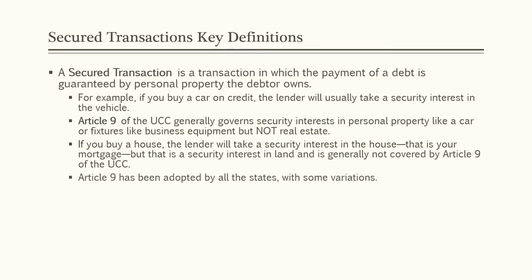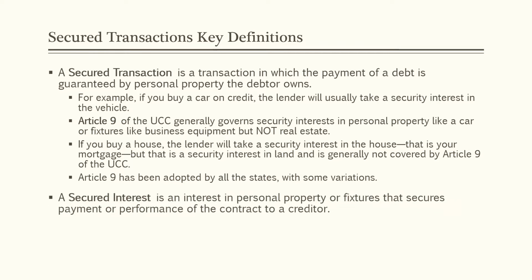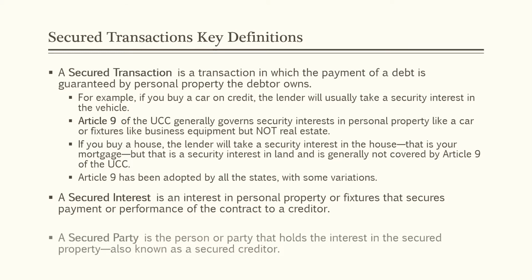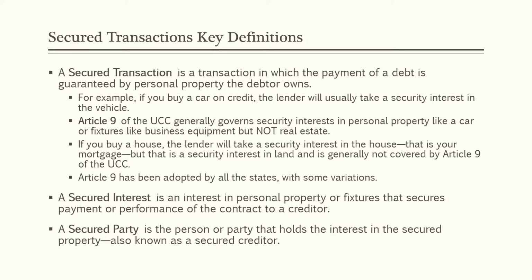Article 9 has been adopted by all the states with some variations. Article 9 is probably the most consistent article throughout the states under the UCC. A security interest is an interest in personal property or fixtures that secures payment or performance of the contract to the creditor. A secured party is the person or party that holds the interest in the secured property. This is also known as a secured creditor, and you will see throughout the lesson that I tend to use the words secured creditor.